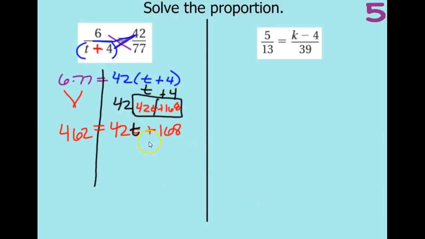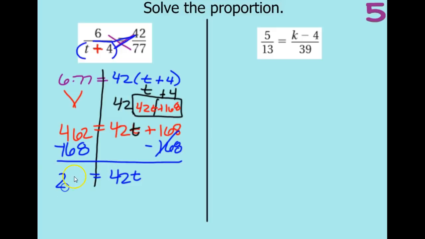So if I solve this to get t by itself, first get rid of your addition and subtraction, going back to solving equations. Subtract 168. So we have 42t. And 462 minus 168, I'm just going to plug that in my calculator, and I get 294. And then last, the opposite of multiply is divide. Divide by 42. And I get a nice 7.